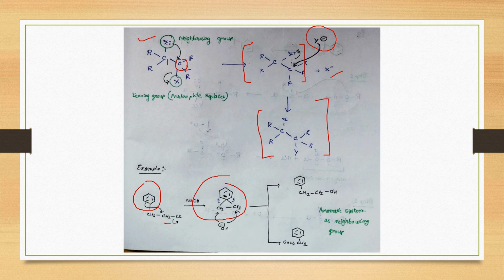Now we have NaOH as the base, where O minus is the nucleophile. So O minus will attack this carbon, and the breakage of this bond will give us this compound, that is CH2CH2OH. If OH minus is attacking this side, this bond will break and we will get CH2CH2OH. So the aromatic system acts as a neighboring group, and we can get two types of conformations.